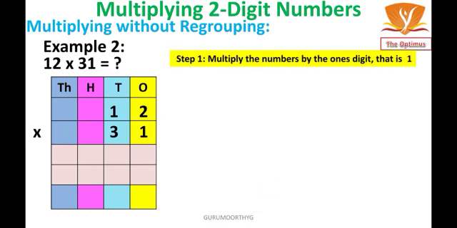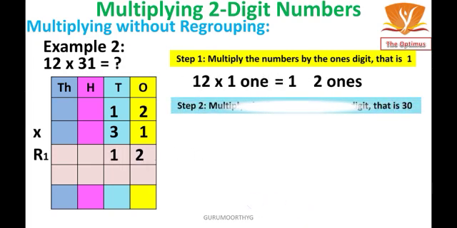Step 1, multiply the number by the ones digit, that is 1. 12 into 1 equal to 12 ones. This 12 ones, I am going to write in row 1.